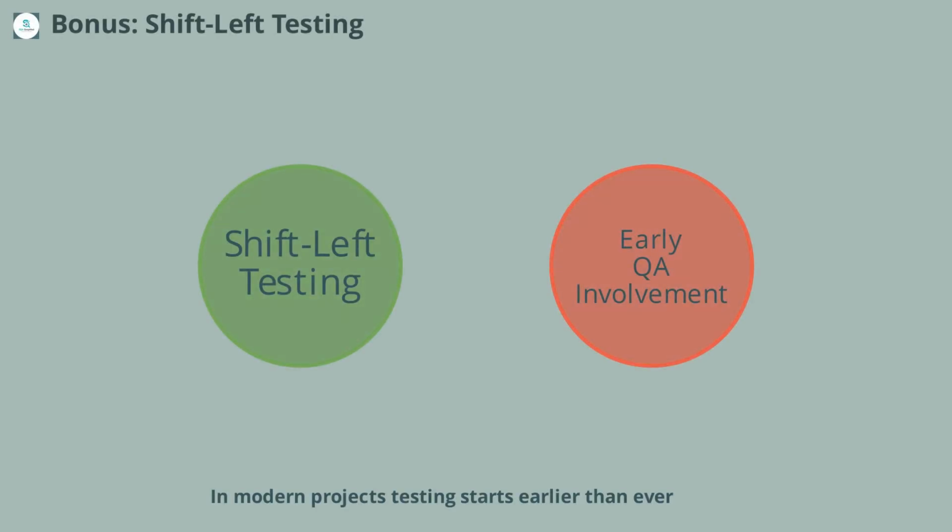In modern projects, testing starts earlier than ever. This is called shift-left testing. QA engineers get involved right from the start of SDLC, helping to find bugs sooner, save time, and reduce costs. This proactive approach leads to better software and happier users.